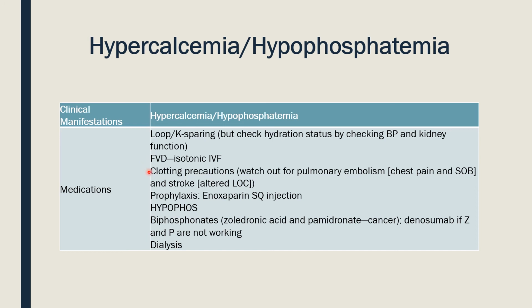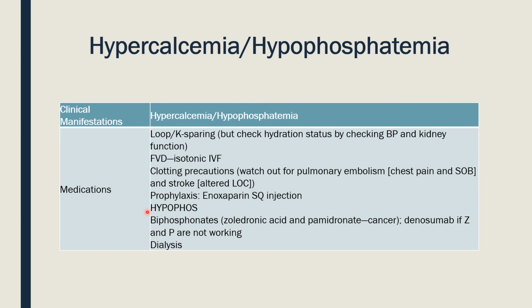And this time, you want to put them on clotting precautions. So you want to watch out if they're having symptoms of pulmonary embolism. You want to check if they're having chest pain and shortness of breath, or any changes in their level of consciousness wherein they are at risk to develop stroke. Okay, so for this type of patient, we want to give them enoxaparin, and that's a prophylaxis because if they have tendency to clot more, then you want to give this as prophylaxis.